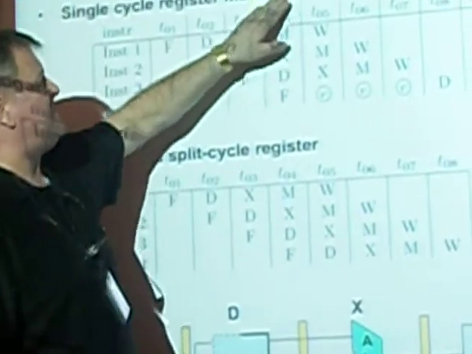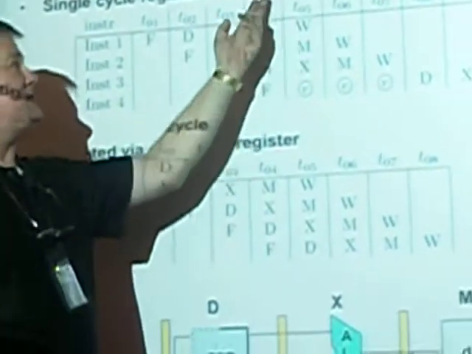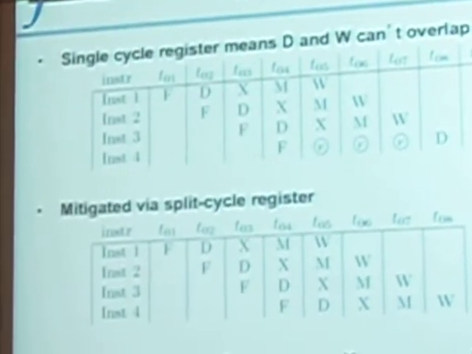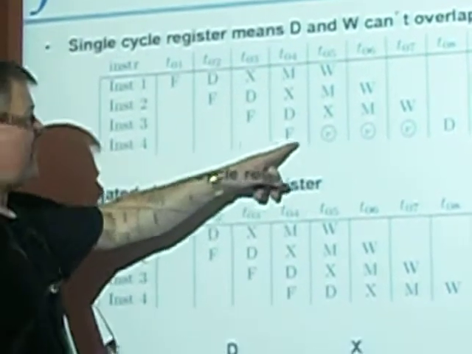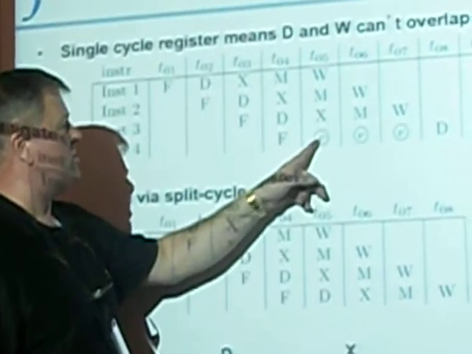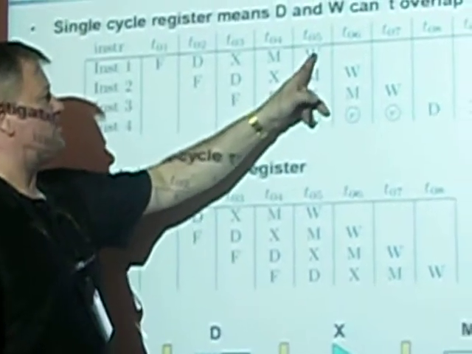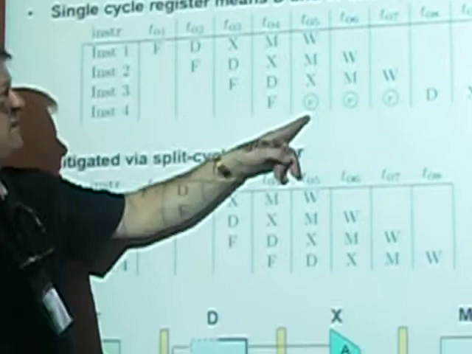Good. If it were a single cycle register, then we couldn't overlap decode and write back, because both decode and write back referenced the general purpose register bank. And so that would have been the problem here. I can't go into decode here because he is doing his write back, and so on and so forth.